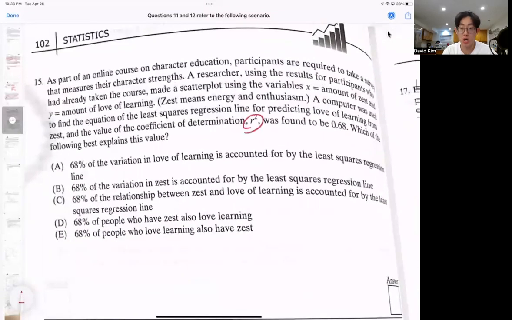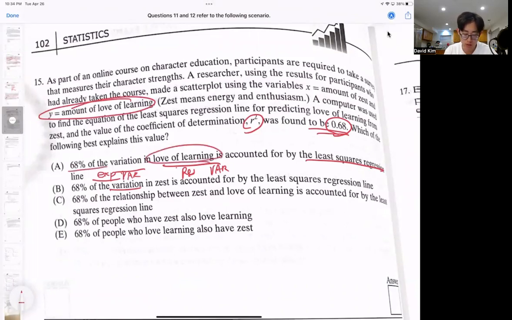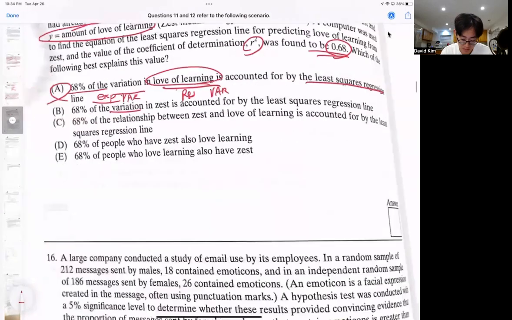Number 15, I hope you guys will remember what R squared was from chapter 3. 68% of the variation in the response variable is directly impacted, or not directly impacted, it can be measured by the least squares regression line, that is due to the explanatory variable. That is the template that I asked you guys to remember for your FRQs. So the y is the amount of love of learning, so that will be the 68% of the variation of the love of learning, which is A. So always say that 68% of the variation of the response variable is accounted for by the explanatory variable in the least squares regression line. That's what you want to say for questions like these.